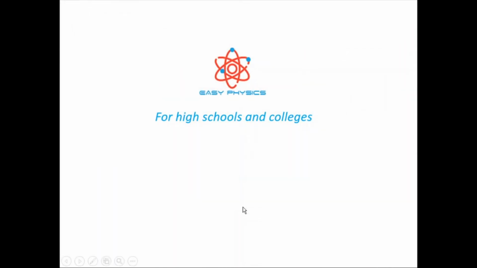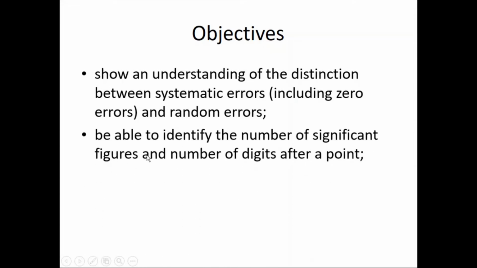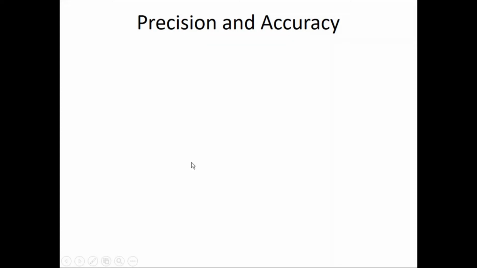Hello everyone again. Today we are going to look at the significant figures, and after the lesson we are going to be able to show an understanding of the distinction between systematic error and random errors. Also, you are going to be able to identify the number of significant figures and the number of digits after a point. Let's start with the precision and accuracy.